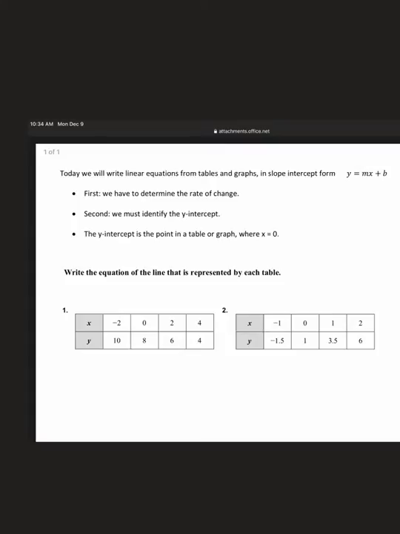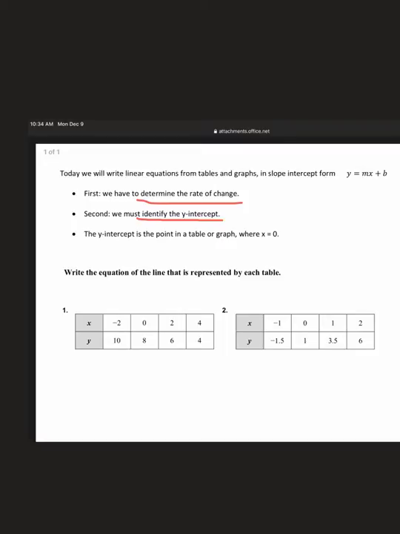So first, when we're trying to look at a table or graph and write the equation for it, you're going to have to determine the rate of change. So underline that on your paper. Determine the rate of change. That's the first thing that you're going to have to do. The second thing is you're going to have to identify the y-intercept. Underline that. If you can do those two things, you can write an equation from a table or graph.